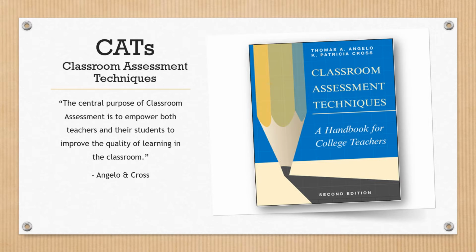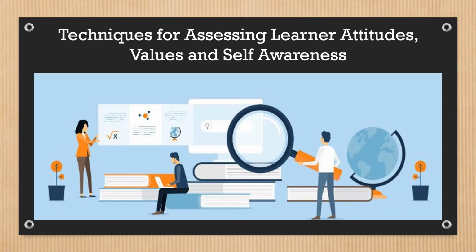There are 50 informal classroom assessment techniques, or CATs, from the textbook by Thomas Angelo and Patricia Cross. The assessment techniques are divided into 10 sections. Course-related self-confidence survey is classified as CAT number 32. The group into which course-related self-confidence survey falls is called Techniques for Assessing Learners' Attitudes, Values, and Self-Awareness.